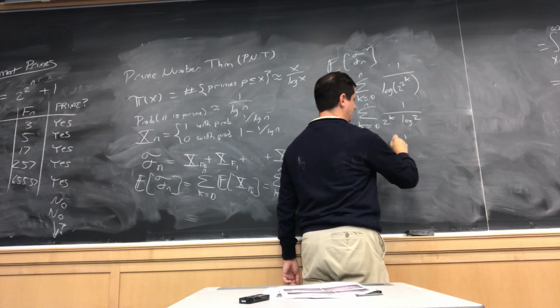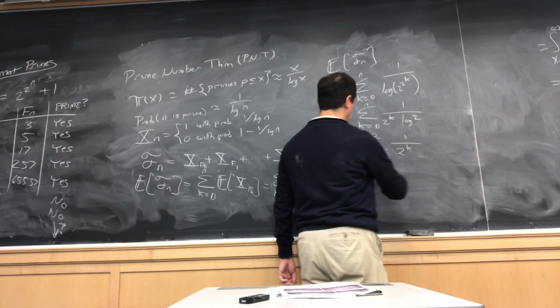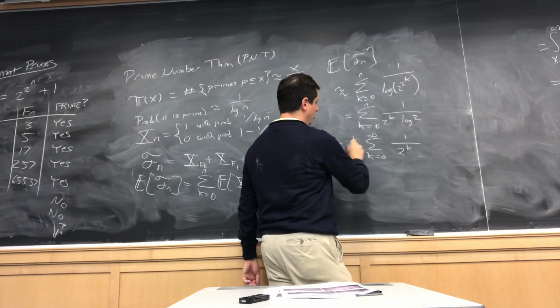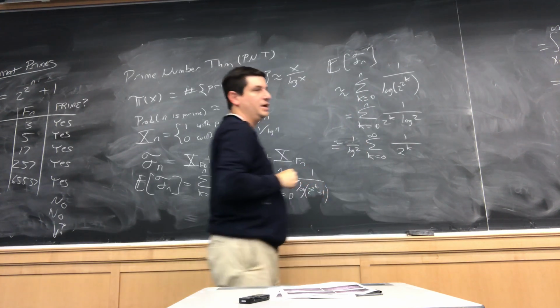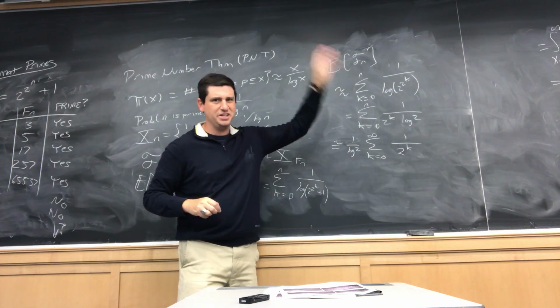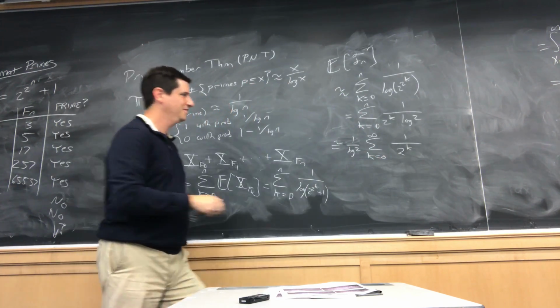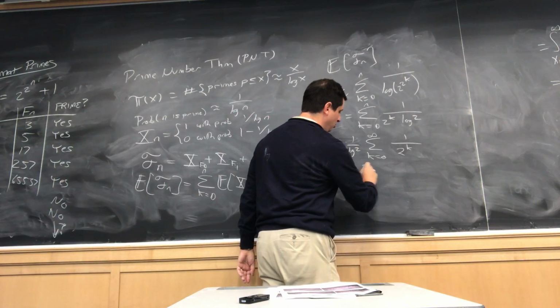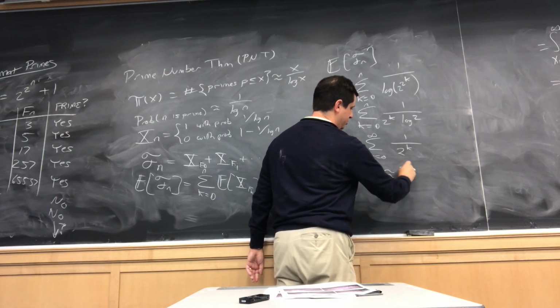Right? And we'll put the 1 over log 2 outside. Because if n is large, this series is converging so rapidly, just send it to infinity. And then when you do that, you get 2 over log of 2, which is about 2.88.